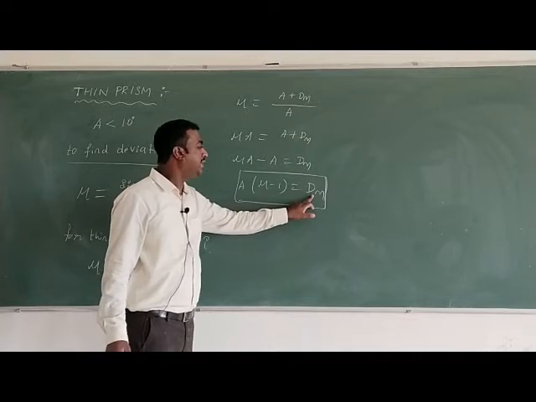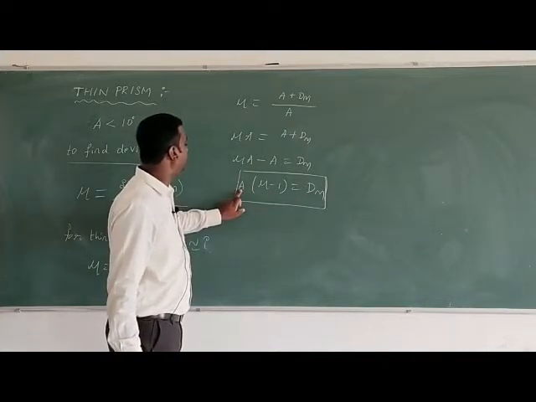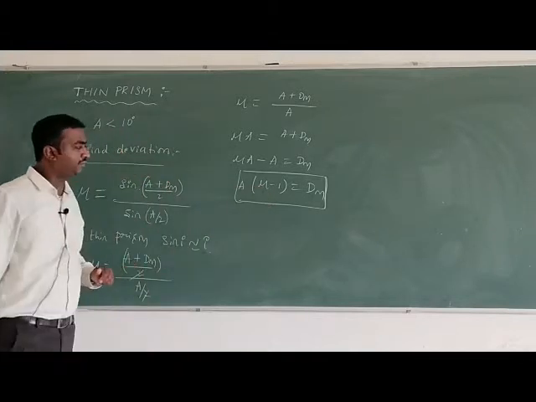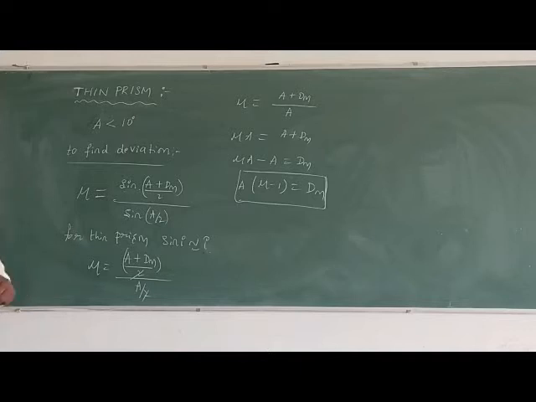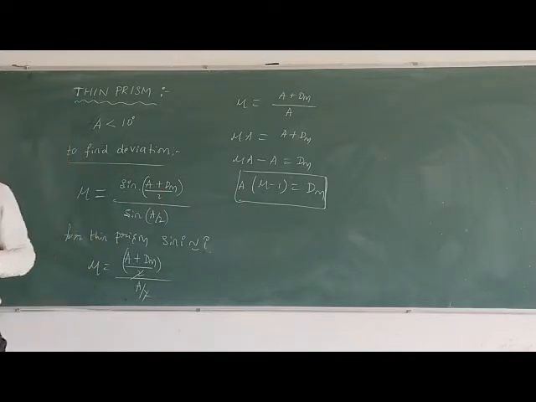Here the thin prism deviation depends on, one, the angle of the prism, and second, the refractive index of that thin prism. Okay, so the thin prism deviation is dependent on these two factors.